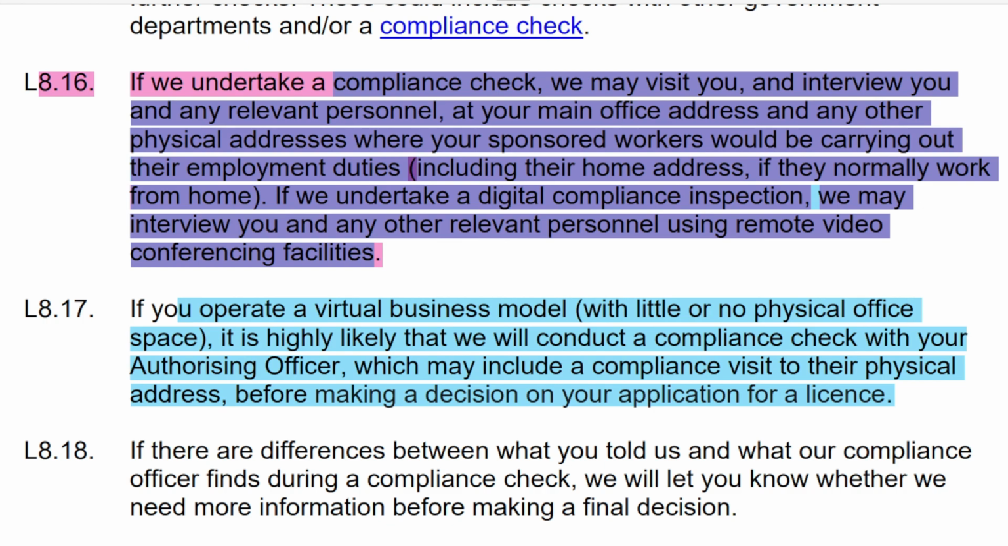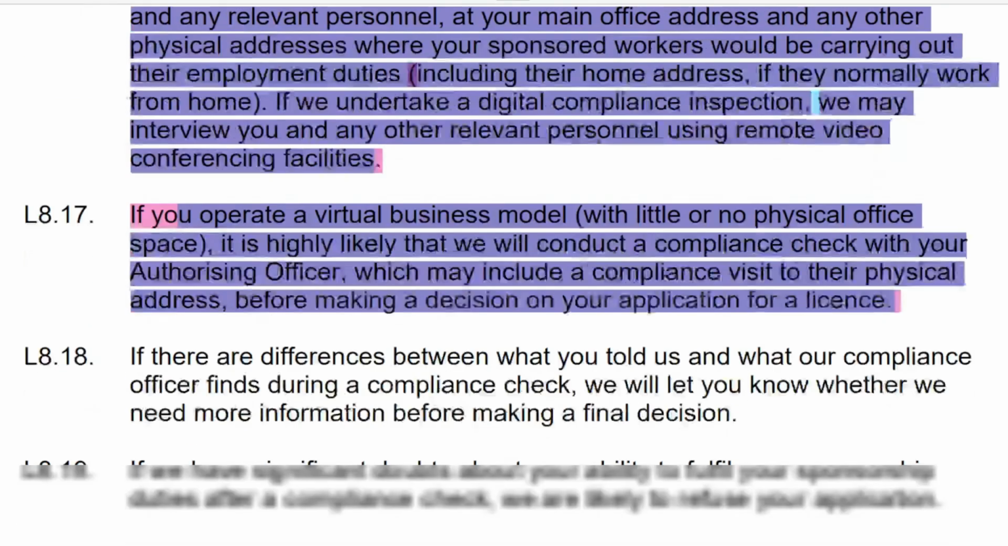If you operate a virtual business model with little or no physical office space, it is highly likely that we will conduct a compliance check with your authorising officer, which may include a compliance visit to their physical address before making a decision on your application for your licence.